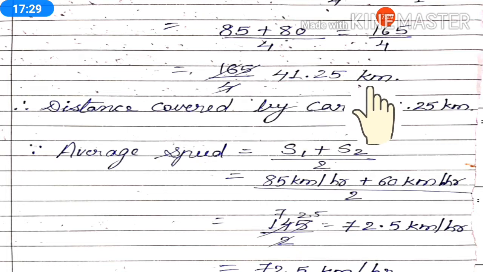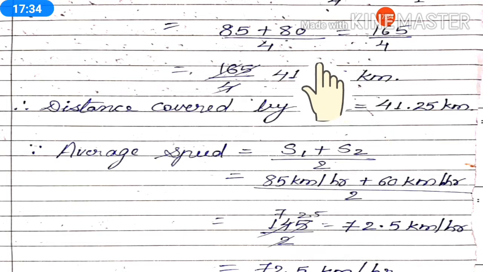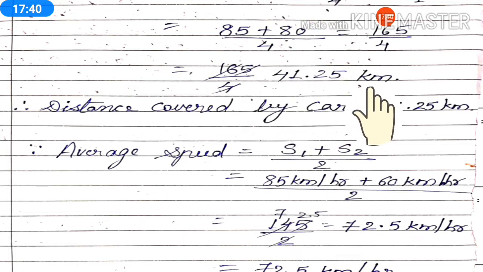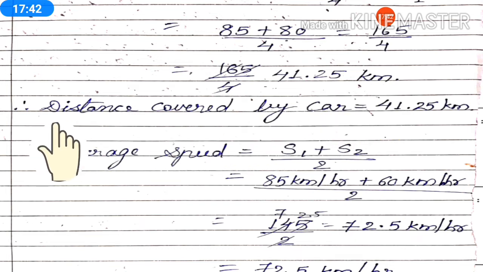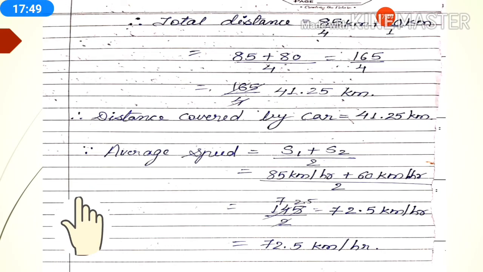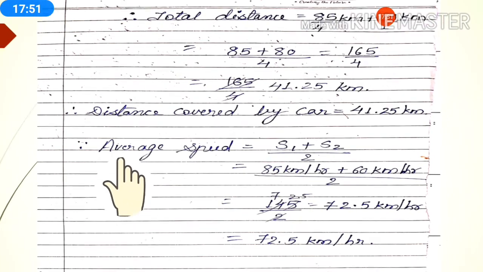In the first 15 minutes and in the next 20 minutes, total how many minutes? 35 minutes. So in 35 minutes of time, with the two different changing speeds, the total distance we got is 41.25 kilometer. Now we have written that distance covered by the car is 41.25 kilometer. Now we have to find the average speed.